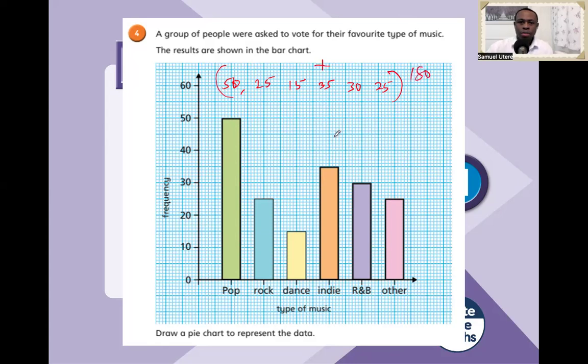Now, what is the special number that we need to multiply this by to get the angles that we need to represent on our pie chart? How do we get it again? We just divide 360 by our total. So that special number is 2 degrees, because we know 360 degrees divided by 180 is 2 degrees. So we're going to be multiplying each of these by 2 degrees.